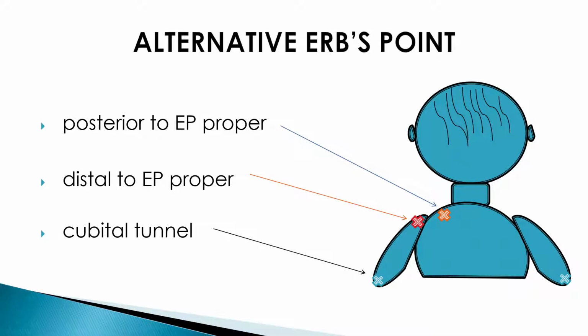Some alternatives to Erb's point, sometimes when you're doing anterior cervical cases, they don't want you in that area because that's where the incision is. So you can put the electrode posterior. It's farther away from the generator site, so the response isn't going to be as good. But you can also put it distal, and you can also put it in the cubital tunnel.